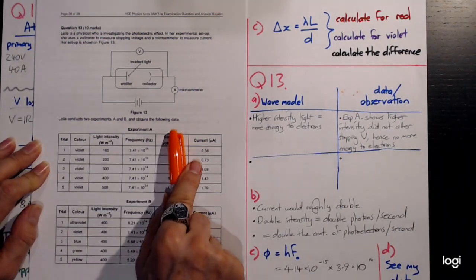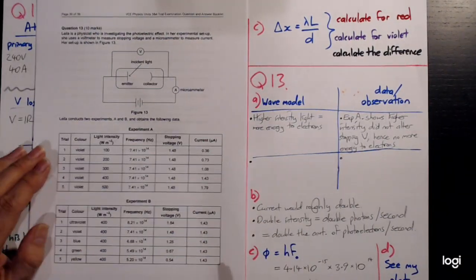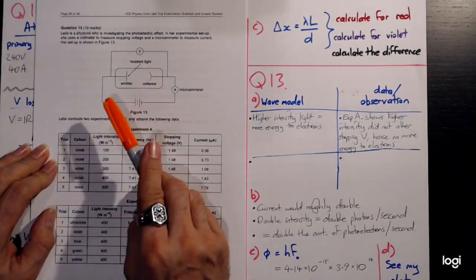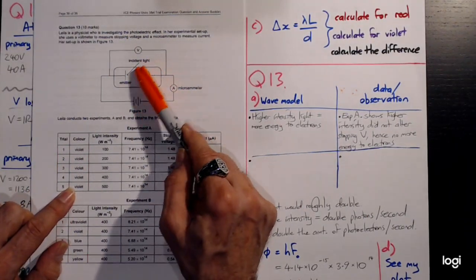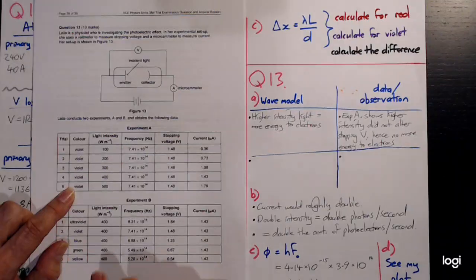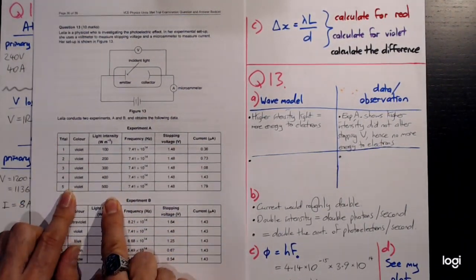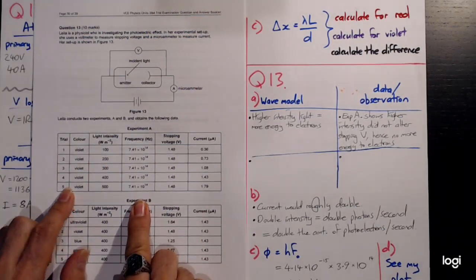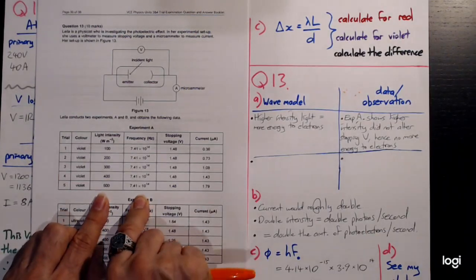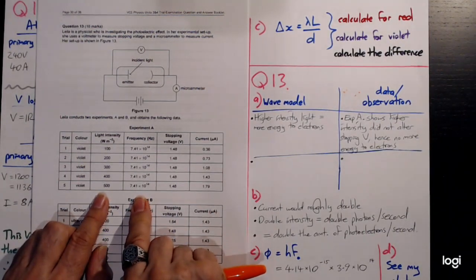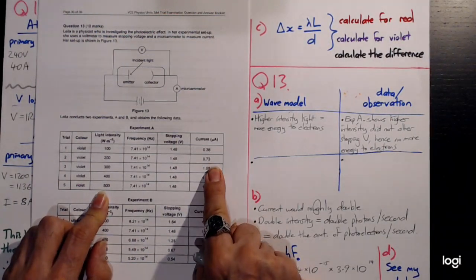Layla conducts experiments A and B, containing the following data. Okay, stop and have a good look at this. Firstly, she shone violet light. The light was not changing, the intensity was changing. So the light was getting brighter and brighter, more and more photons. The frequency was the same, it was always violet. So the only thing changing here was the intensity, so therefore the only result that changes should be the current. And sure enough, stopping voltage was the same, current was different.